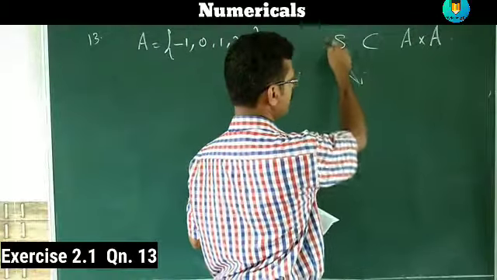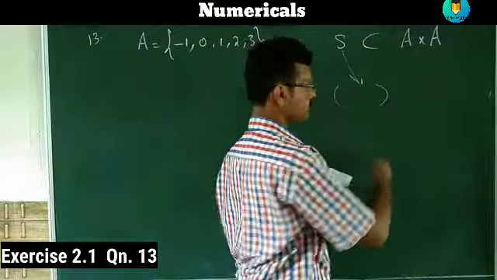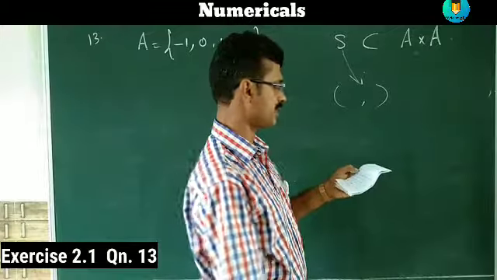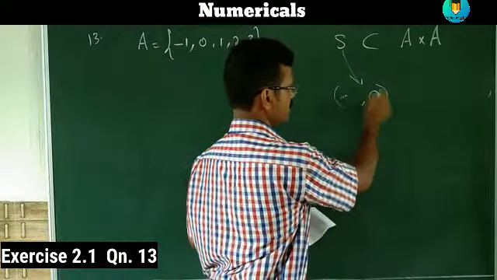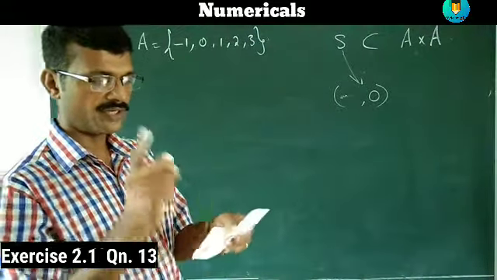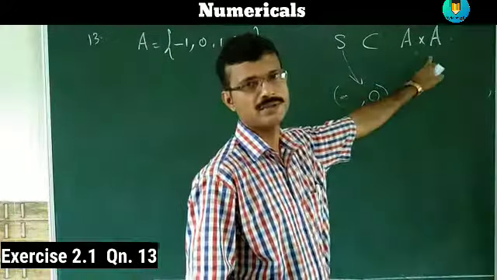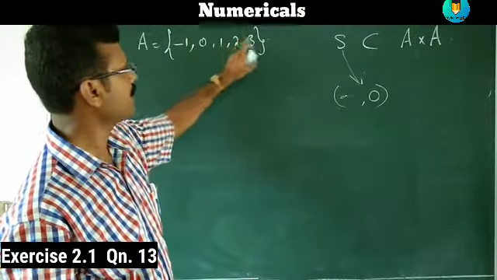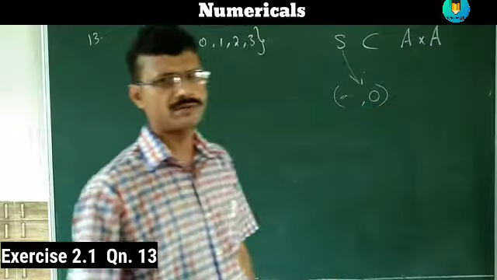The second component means that A cross A gives ordered pairs, and in this ordered pair they are telling us the second component of the element must be 0. Only such elements we need. We don't want to write all of A cross A, because there will be so many elements: 5 into 5, 25 elements. We don't have to write that.